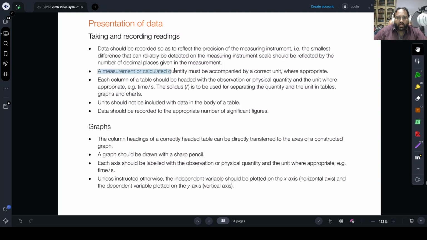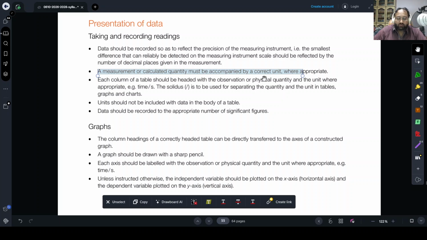So a measurement or calculated quantity must be accompanied by a correct unit. So if it's millimeters, then you need to add millimeters. If you're writing centimeters for millimeters, that's going to be wrong.